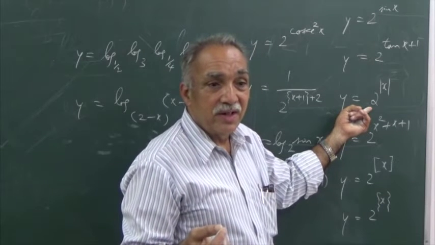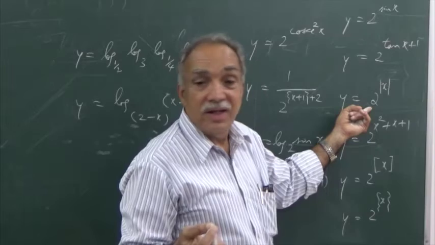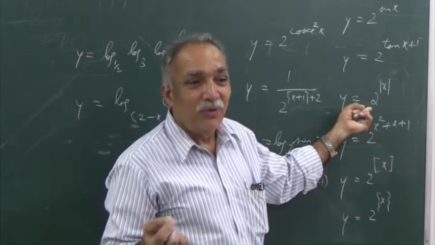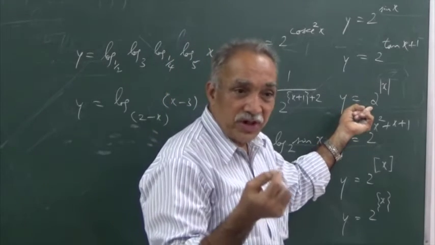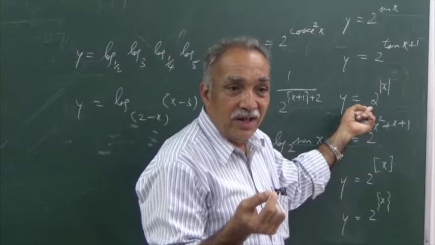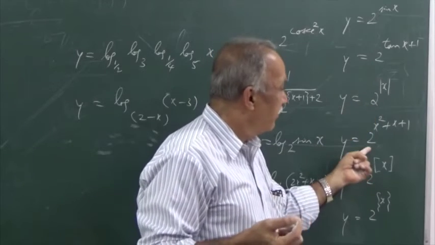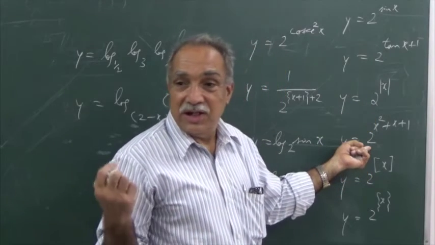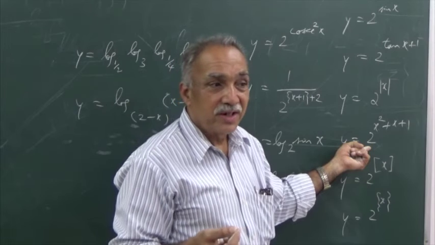Range. Fast. 1 to infinity. Good. Closed at 1 or open at 1? Closed at 1. Domain, all real numbers. Range.